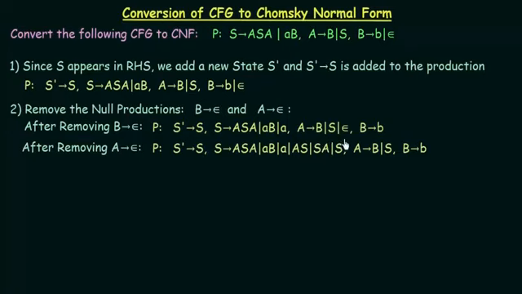A gives epsilon, which was the null production that we were trying to remove. So A gives BS, the epsilon symbol is gone, and B gives B is written as it is. Okay, now we have finished removing the null productions, and the third step is to remove the unit productions.